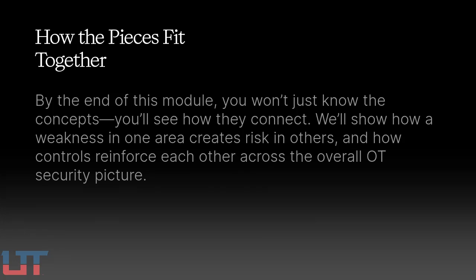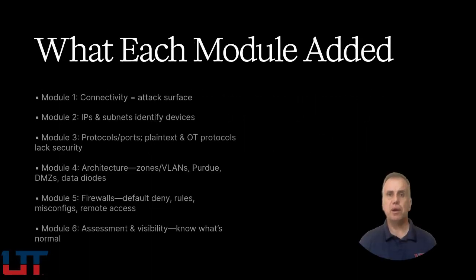Let's look at what each module contributed to the overall security picture. In Module 1, we talked about the fundamental premise: connectivity creates attack surface. So every network connection, every remote access path, every protocol port is an entry point into the system. The more connected an OT environment becomes, the more entry points exist.